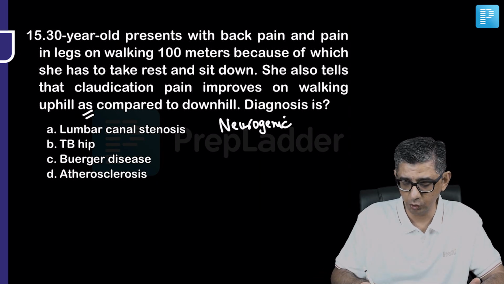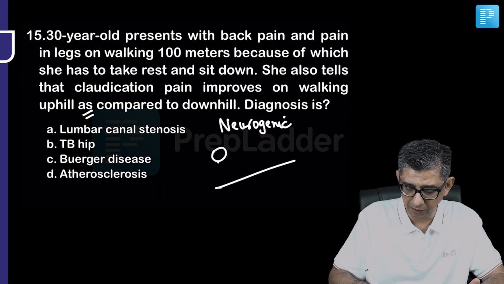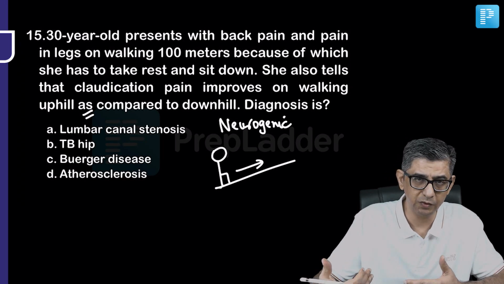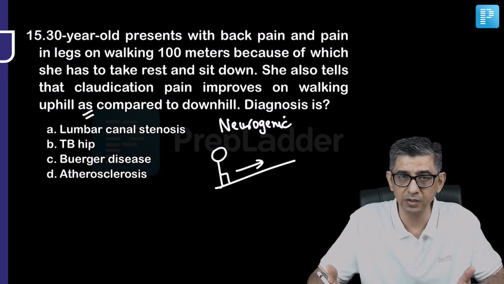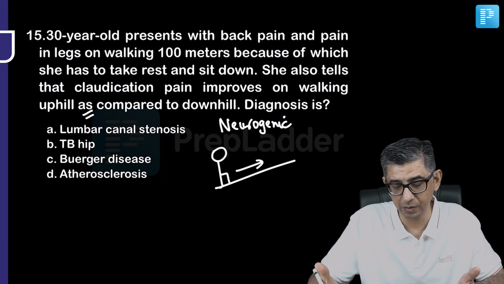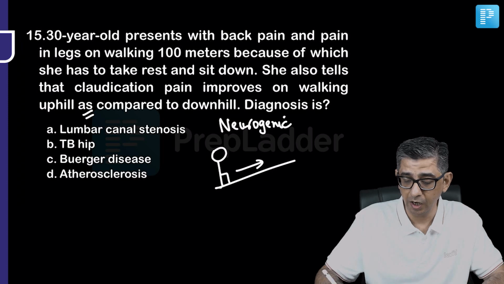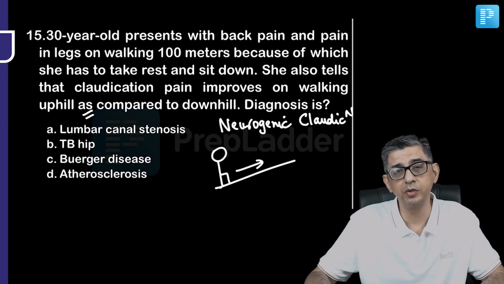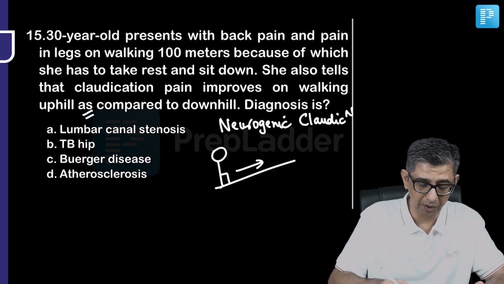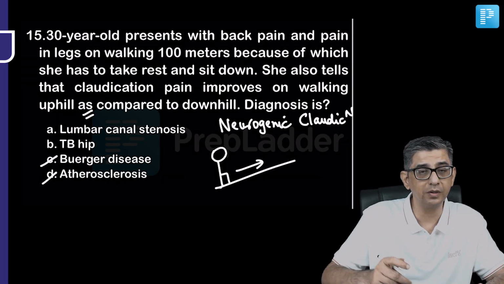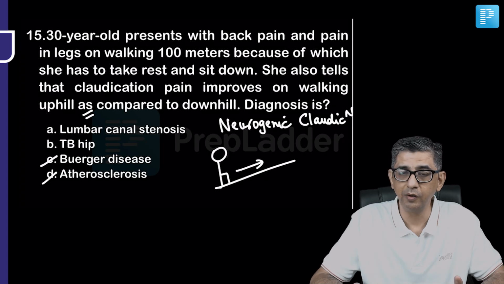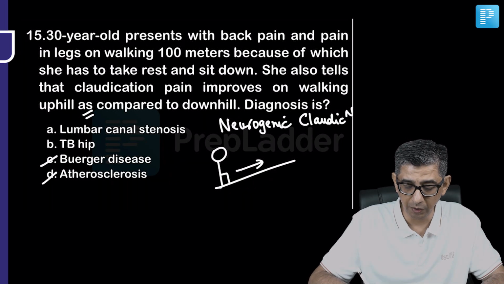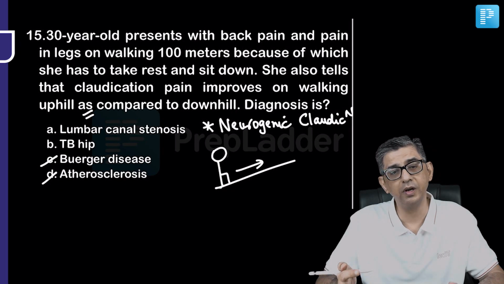Let us assume a person with an arterial cause is walking uphill. The stress on the leg muscles will be more, and the oxygen consumption by the leg muscles would also be more, so you need more blood supply. With arterial claudication, because there is a paucity of blood supply, walking uphill will worsen the symptoms. Therefore, I can rule out Buerger's disease and atherosclerosis. Both of them are arterial disorders. We want to pick a neurological cause here, neurogenic claudication.